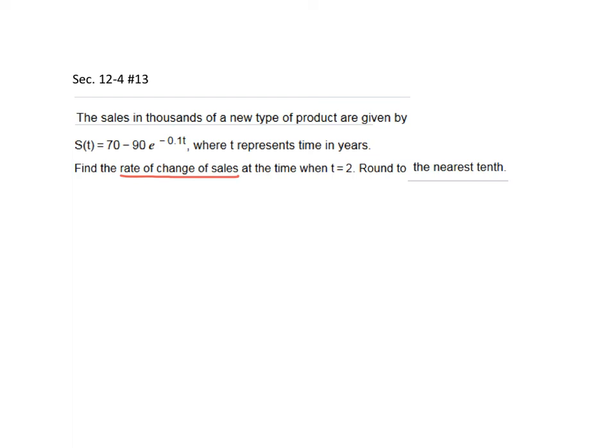So the first step of this is going to be to find the derivative, which is S of t prime. Or that could be written ds dt. Both mean the same thing. And the first term in our sales function is a constant, 70, and of course the derivative of a constant is 0.